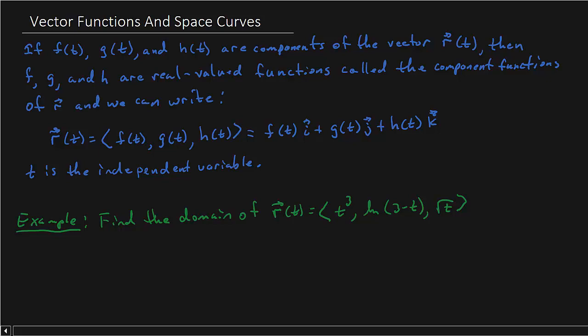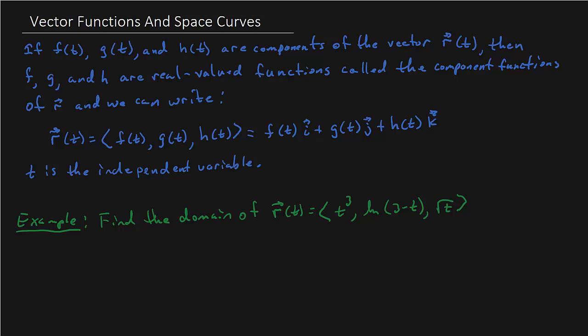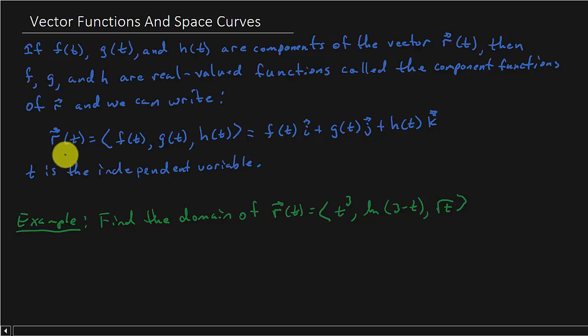If f of t, g of t, and h of t are components of the vector r of t, then f, g, and h are real valued functions called the component functions of vector r. We can write the vector function r equal to f of t, g of t, h of t. We can also write it as f of t times vector i plus g of t times vector j plus h of t times vector k, and t is the independent variable.